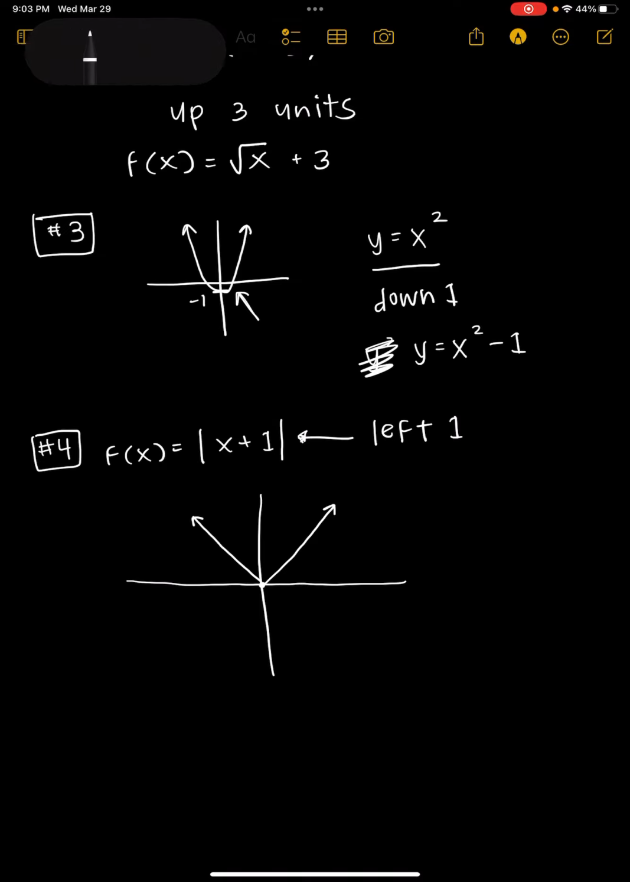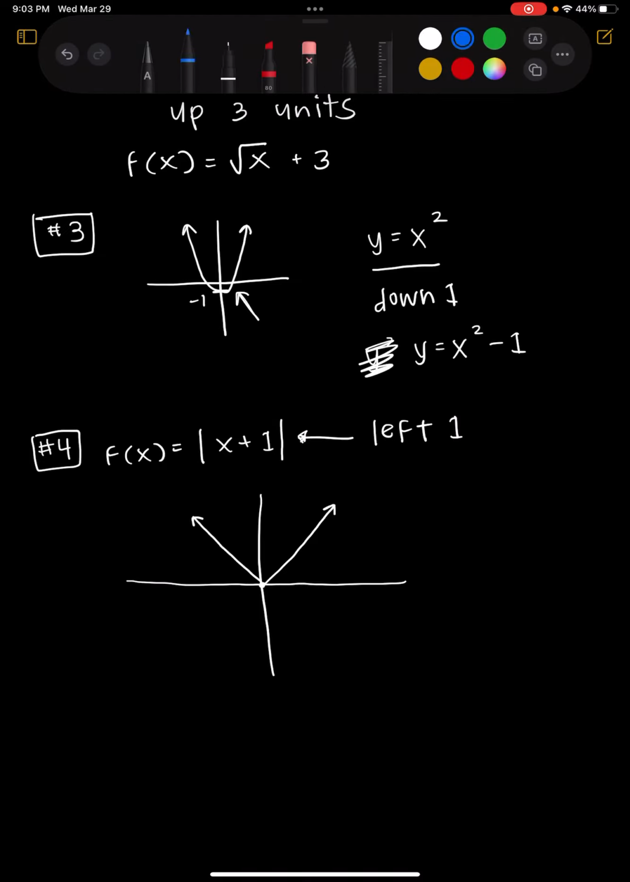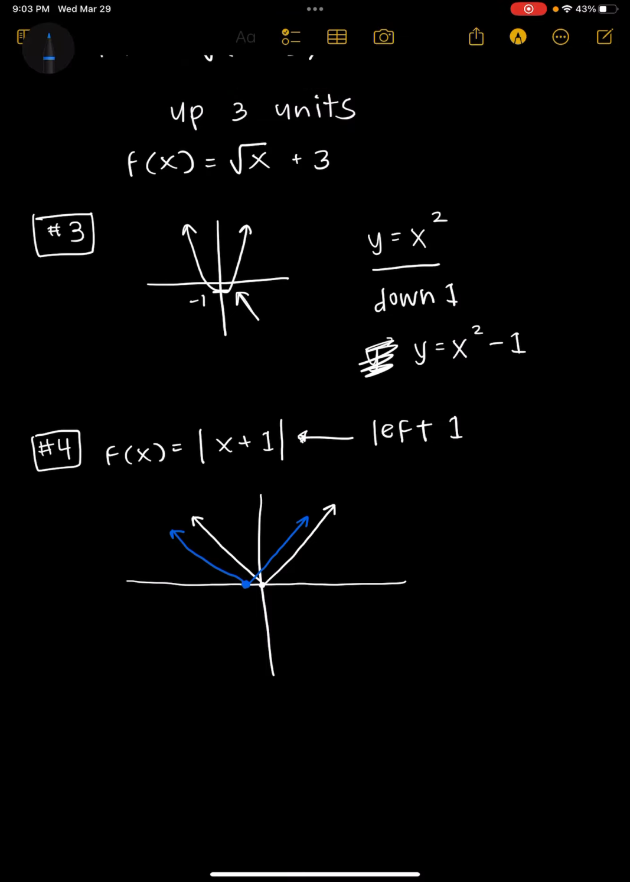which means, let me use a different color here, that I'm going to just shove over 1 unit, or 1 point, and then regraph the V. So it looks exactly the same. I mean, mine doesn't because I'm not a great artist, but it should look exactly the same. It just got shifted over 1 unit to the left. And this is how we deal with shifts in transformations.